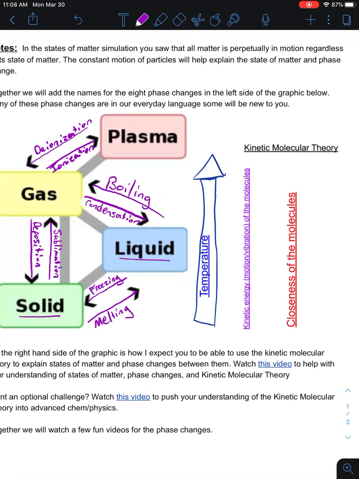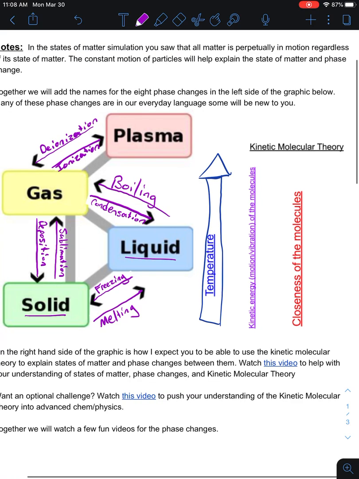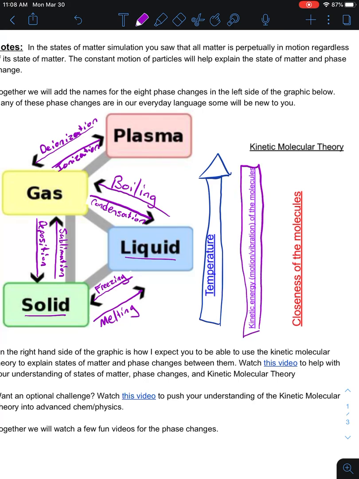Let's look at kinetic energy, so the motion of the molecules. We said the kinetic molecular theory is how the motion of the molecules affects the state of matter. The kinetic energy generally is going to be increasing as we move through these states of matter. So I'm going to make the same direction arrow as our temperature there. The kinetic energy will increase when you go from solid to liquid to gas to plasma, or from solid to gas to plasma.